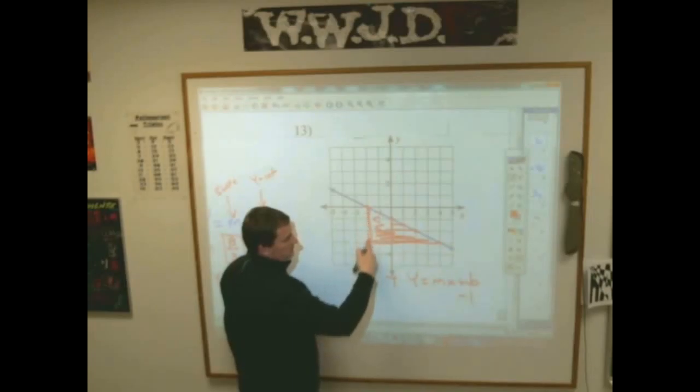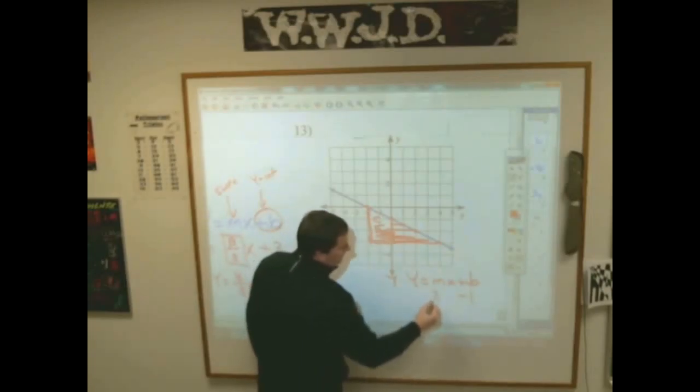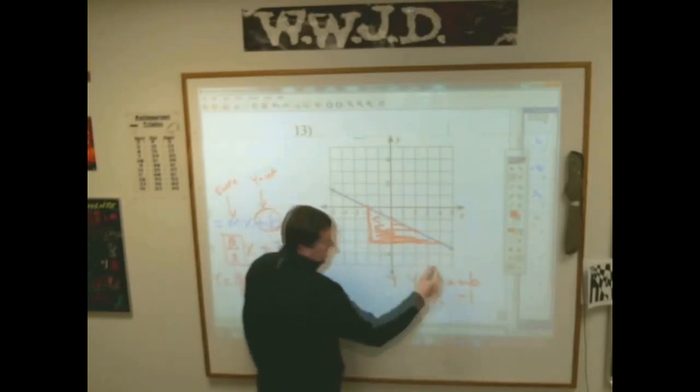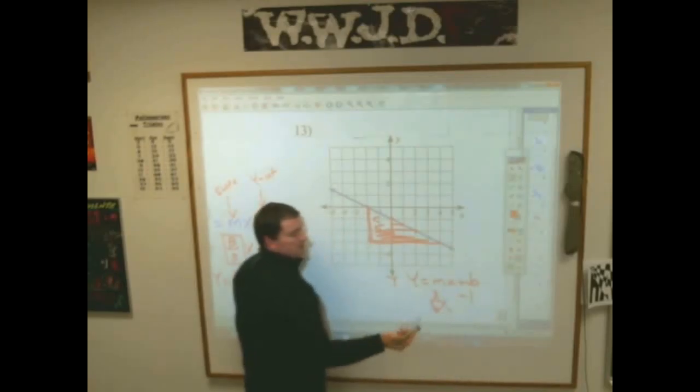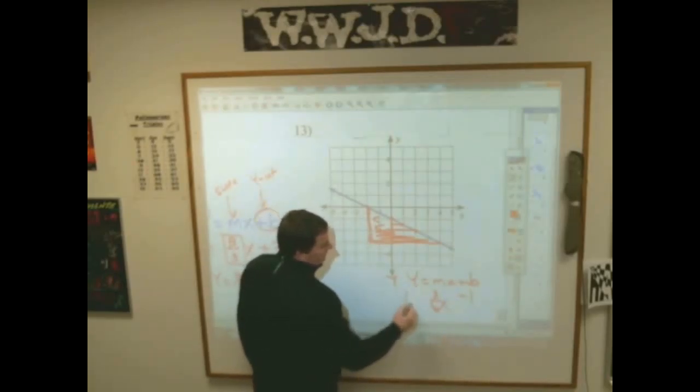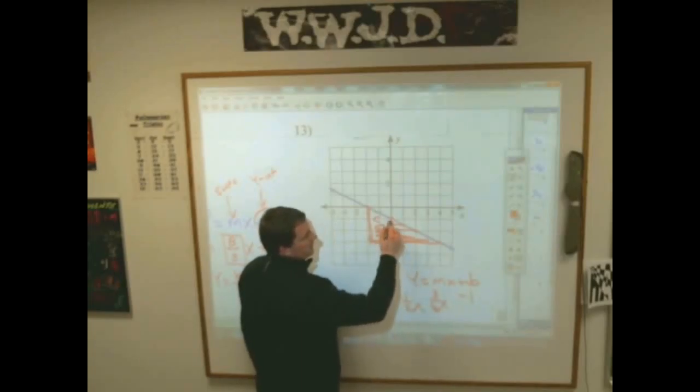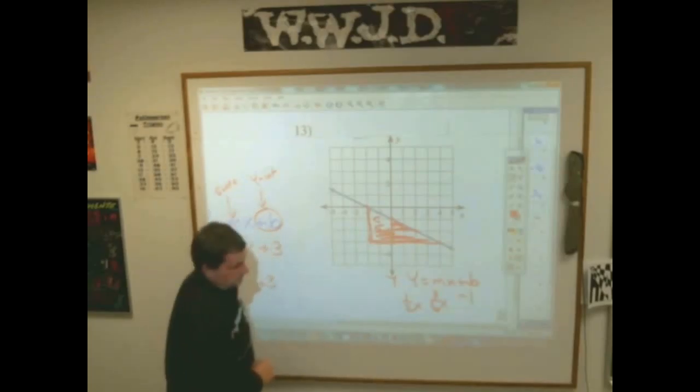How high is this? 3 units high. How wide is it? 6. You get 3/6, but it can be reduced to 1/2, which would have been what you'd have got had you used the smallest triangle that it worked for. Okay?